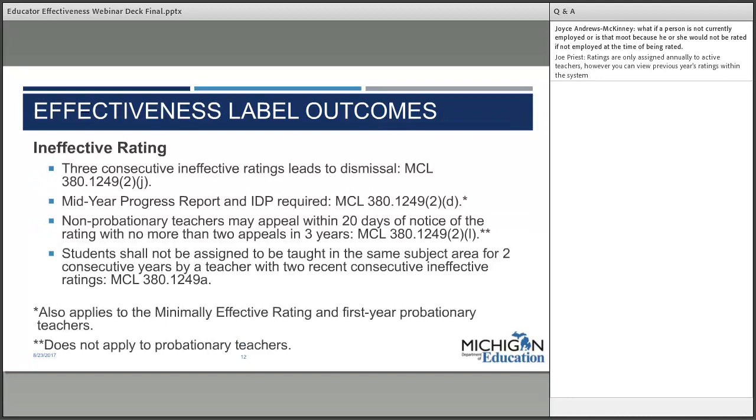So, other effectiveness label outcomes, the ineffective rating. First, if you have 3 consecutive ineffective ratings, this will lead to dismissal, and this is in MCL 380.1249(2)(j). Also, if you have an ineffective rating or a minimally effective rating, you are required to have a mid-year progress report and an individualized development plan.